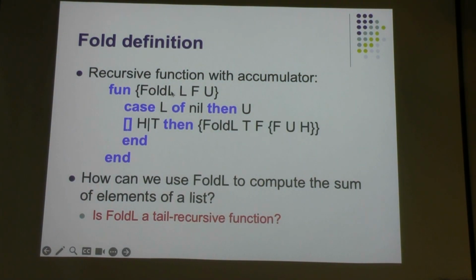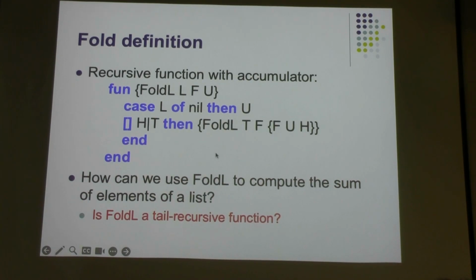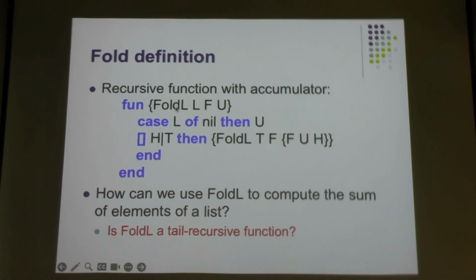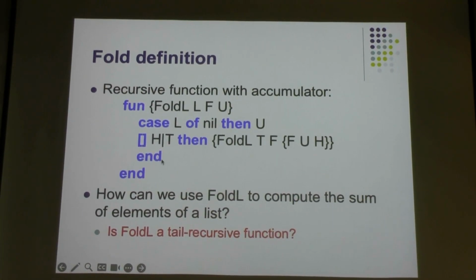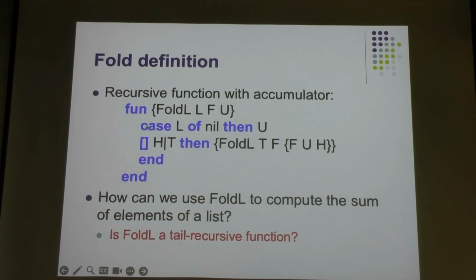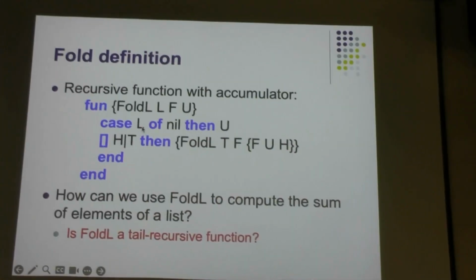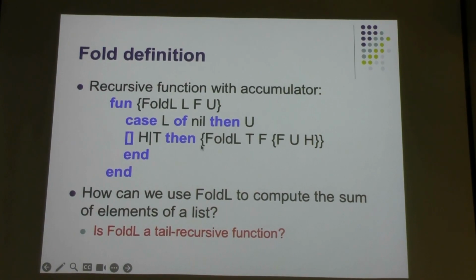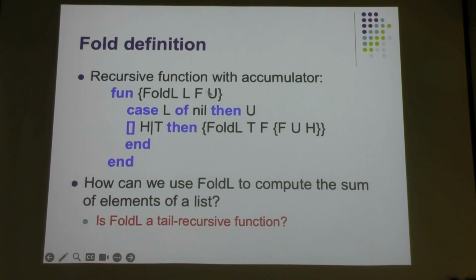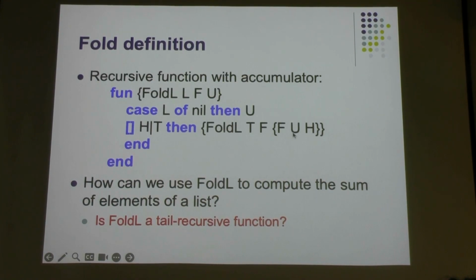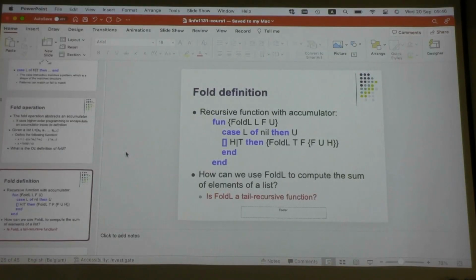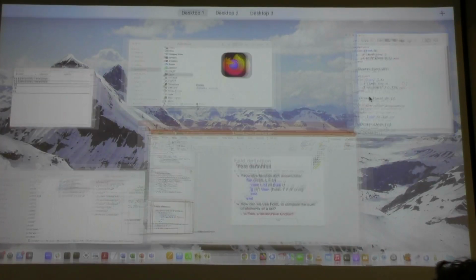This one is called fold L because it's left associative. There's another one called fold R, which is right associative. The left associative one is the most commonly used. Here I'm doing pattern matching. If L is nil, then I return U. Otherwise, I will do one step. So the U becomes f of U, H, and I do a recursive call. Let me show you how this works.